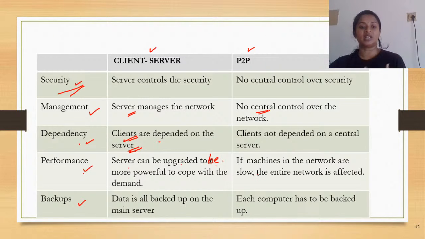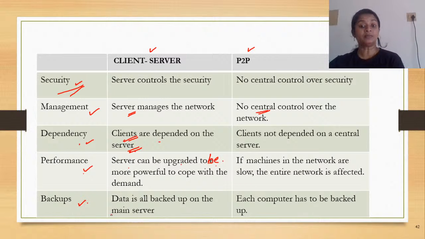But when you're talking about a client-server architecture, see, a class with 10 students, a class with 20 students, and a class with 50 students, and think about the same educator who's going to teach. Now, this particular educator should be trained enough to look after all the students, to understand the different understanding levels of all the students and then teach accordingly. Only then would the class be more effective, or can you say that the result performance can be brought to a better level? Is the idea clear? So the server can be upgraded to be more powerful to cope with the demand. Now, if the machines in the network are slow, we say that the entire network gets affected.